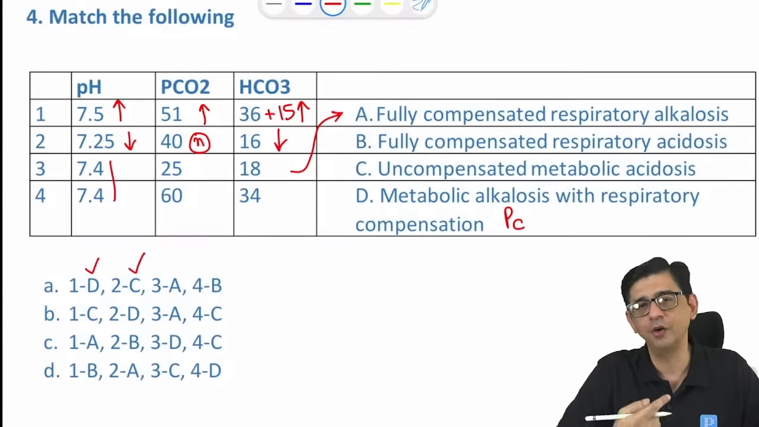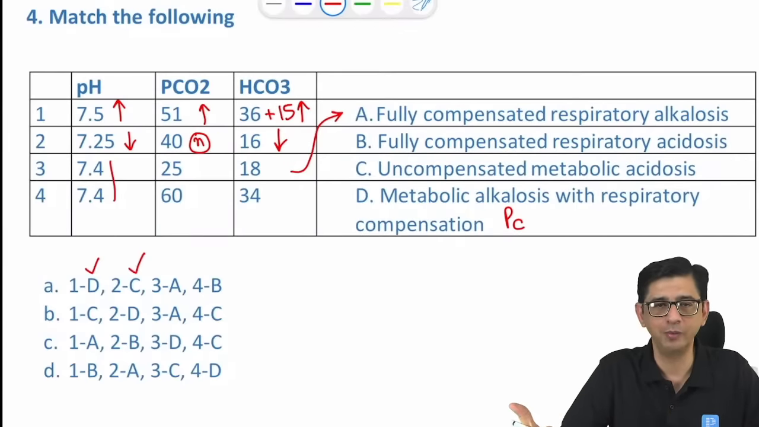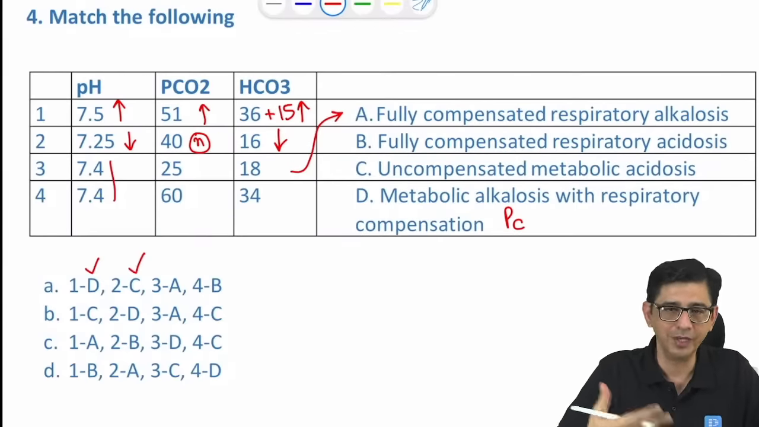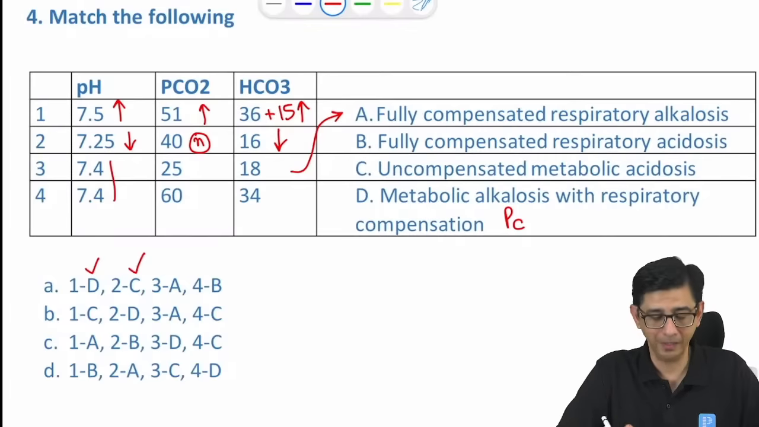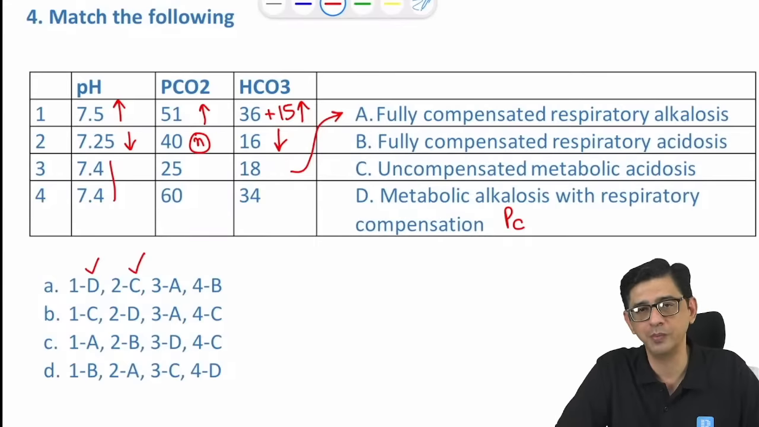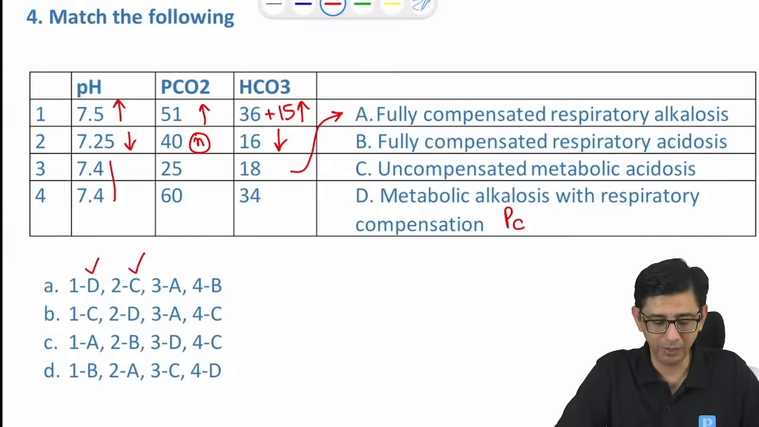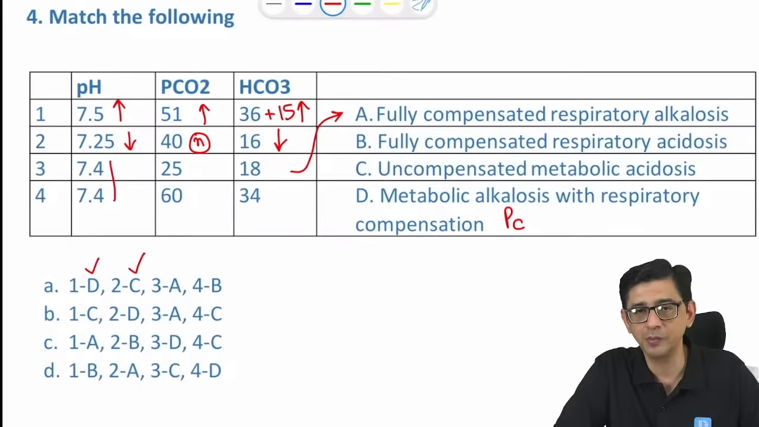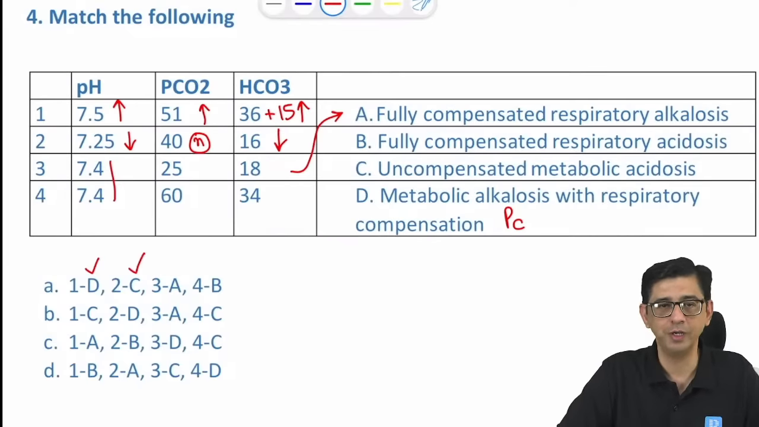For option number one, all arrows are going in the same direction. It's metabolic alkalosis. In the second report, what I can see is that pH is less, so there is acidosis. Acidosis can be due to two reasons only: metabolic, or a respiratory one. Metabolic makes sense because bicarbonate in this patient is less. But PCO2 is normal, which means the respiratory component is not there. So I said it is metabolic acidosis and compensation has not started.